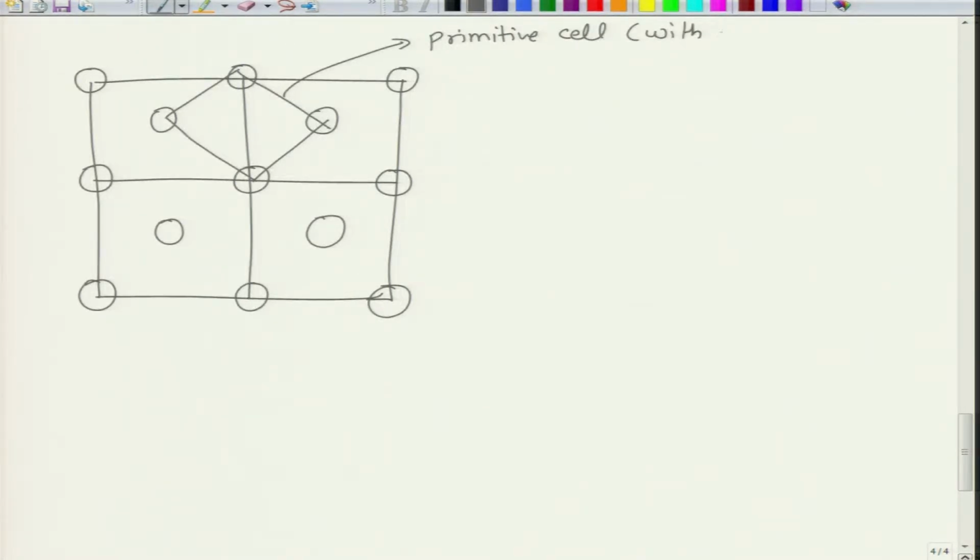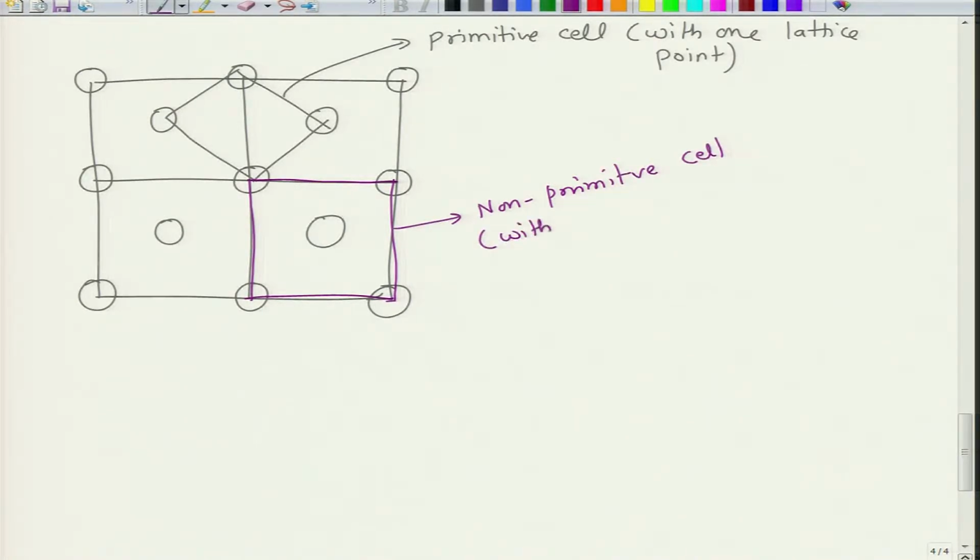with one lattice point. Then you can construct a non-primitive cell, which is this cell, called a non-primitive cell with two lattice points. You can see that the area of the non-primitive cell is twice the area of the primitive cell. That is very obvious, and it contains two lattice points. So, it basically scales with the number of lattice points.